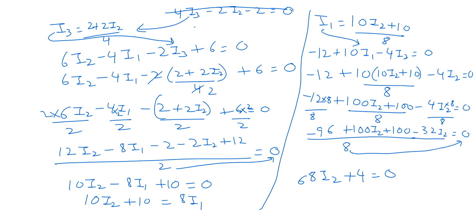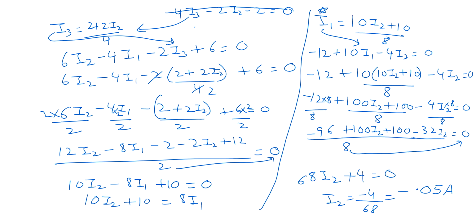Here I got I2 as minus 4 divided by 68. So that gives me minus 4 divided by 68 gives me 0.05. So minus 0.05 ampere is the current flowing in I2 loop. Now we have found the value of I2. You can substitute the value of I2 in this equation to find I1.